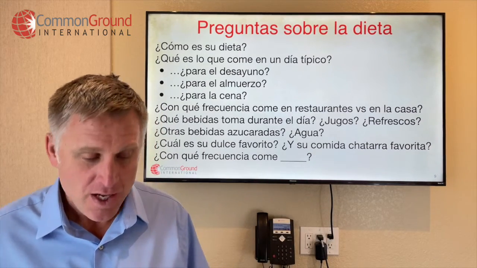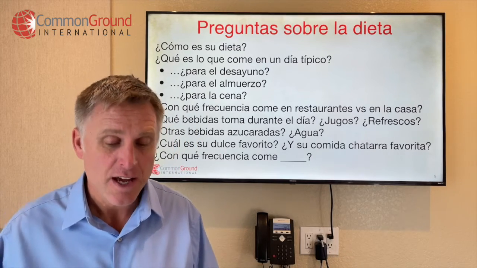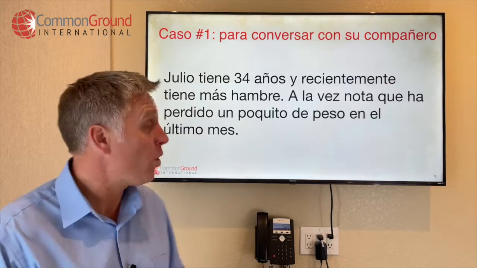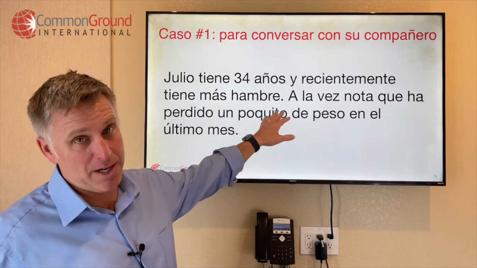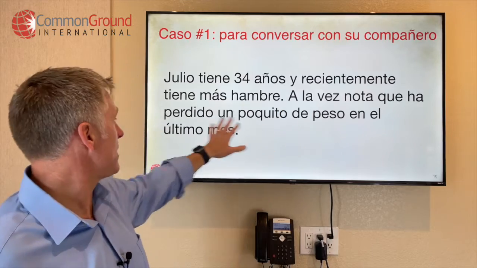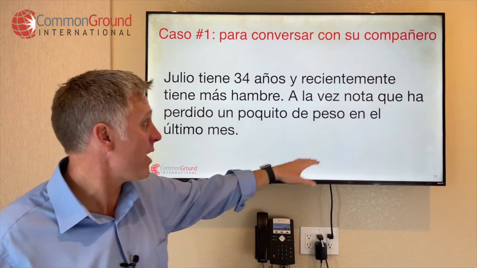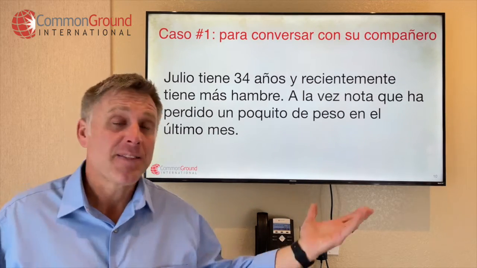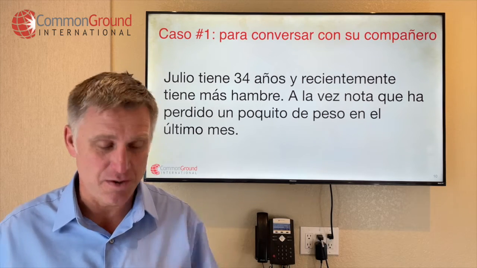Okay, great. Let's take a look at dos casos para conversar. Two cases that you could talk through with your conversation partner. Okay, caso número uno. Julio tiene 34 años y recientemente tiene más hambre. So he's 34 and recently he's been more hungry. A la vez nota que ha perdido un poquito de peso. At the same time, you've noticed that he's lost a little bit of weight en el último mes, in the last month. Okay, that's a good starting point. Where do you go from there? You and your partner can take it in any direction you want to.